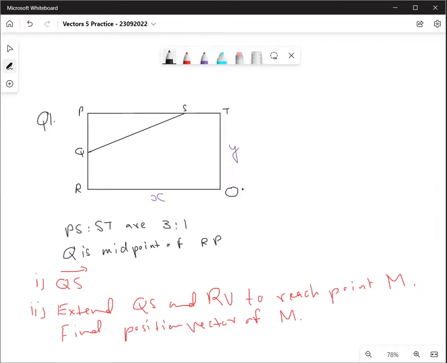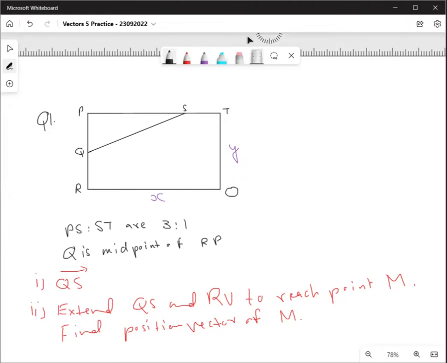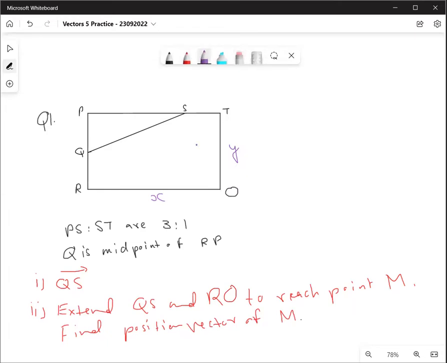Manvi, can you do this? Wait, what's the U? Yeah, there's no U. Okay, just a second. QS and RO. Okay. And by the way, can you please tell me which direction X is? This is going downwards.